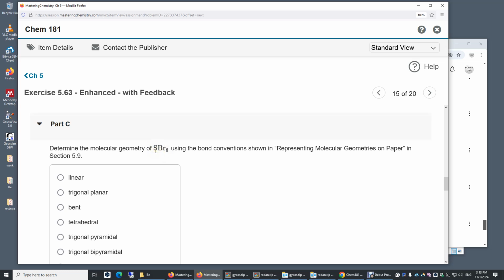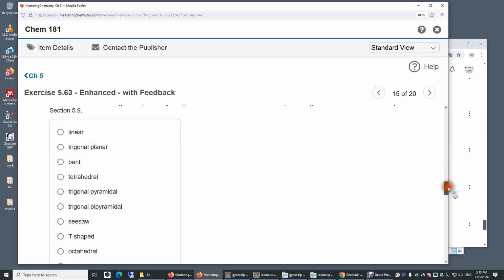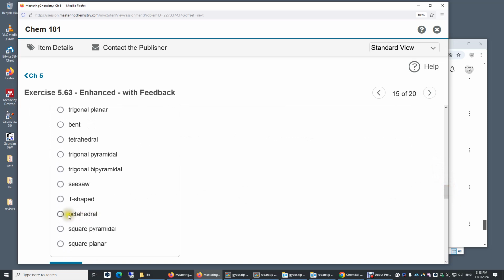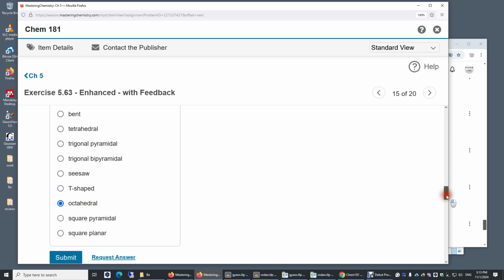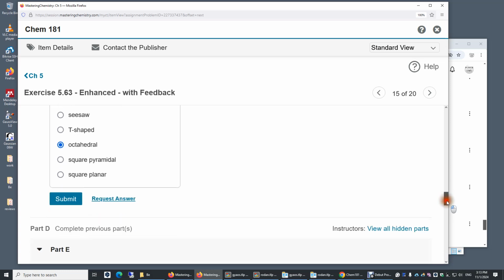Sulfur has 6 valence electrons, therefore it forms 6 single bonds with the 6 bromine atoms. No lone pair electrons, just 6 single bonds. It has to be octahedral, because this octahedral geometry allows sulfur to separate the electron groups as much as possible.